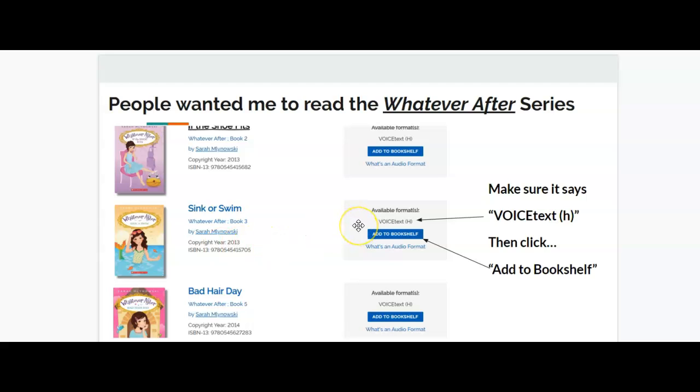And when we're looking for a book, make sure the format says Voice Text H. What that means is that not only is it going to have an audiobook available to you, but you can also follow along with the text. So it's really important that the books you're choosing say Voice Text H. And then all you're going to do is click add to bookshelf.